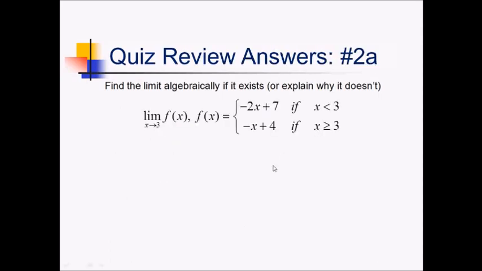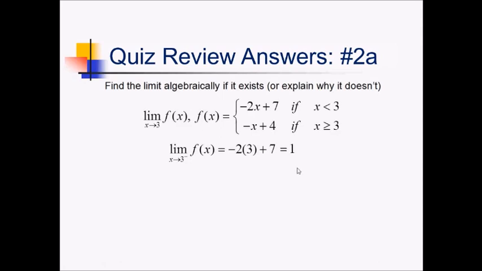For this problem, we're trying to figure out the limit as x approaches 3 of this piecewise function. Since 3 is a border value, that means we have to find the left and the right side limits as x approaches 3. So to find the limit as x approaches 3 from the left side, we use the before rule that deals with the x values that are less than 3. So essentially you're plugging 3 into the -2x plus 7 part of our piecewise function. So that's going to be -6 plus 7, which is just 1.